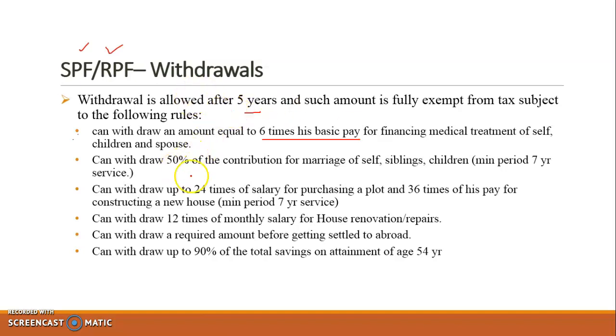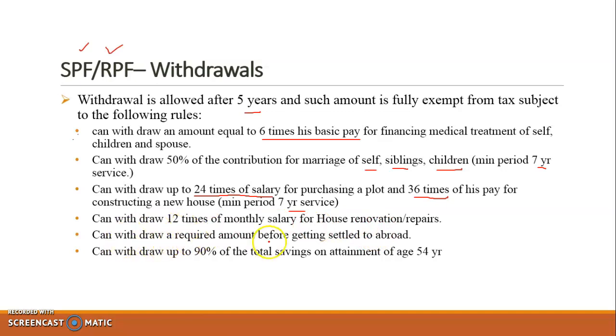In case he withdraws 50% of the contribution for marriage of self या फिर अपने भाई बहन की या फिर अपने बच्चों की, but उस केस में there is minimum service period of 7 years. तो 50% तक का contribution is exempted, ठीक है, जो आप withdraw करा रहे हो. Can withdraw up to 24 times of salary for purchasing a plot and 36 times of his pay for constructing a new house, but उसके केस में भी minimum service period is 7 years. Then can withdraw 12 times of monthly salary for house renovation and repairs.